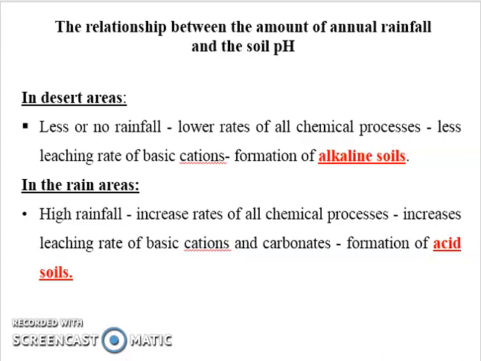The relationship between the amount of annual rainfall and the soil pH. In the desert area, there is no rainfall and a lower rate of all chemical processes, consequently you will find a lower leaching rate of basic cations, forming alkaline soil. So in desert or arid conditions, you usually find alkaline soil. In rainy areas, with high precipitation and high rainfall, the rate of all chemical processes increases, increasing the leaching rate of basic cations and carbonate, and consequently acid soil forms.